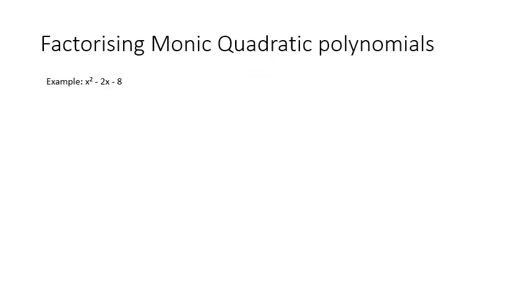Factorising monic quadratic polynomials. The first thing we need to do is check there is a monic quadratic polynomial, and these come in the form x squared plus bx plus c. The most noticeable feature about these is that the coefficient of x squared is 1. If the coefficient was greater than 1 or less than 1, it would become a non-monic quadratic polynomial. So we're looking for two numbers. Let's use our variables z and y. So z plus y is equal to our b term, and z times y is equal to our c term.